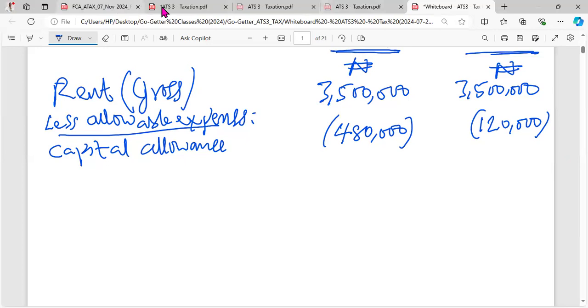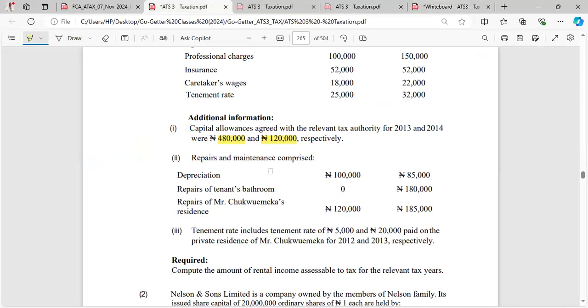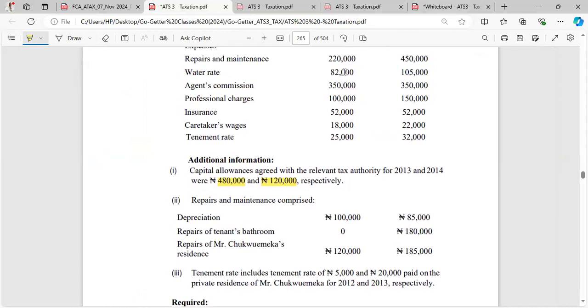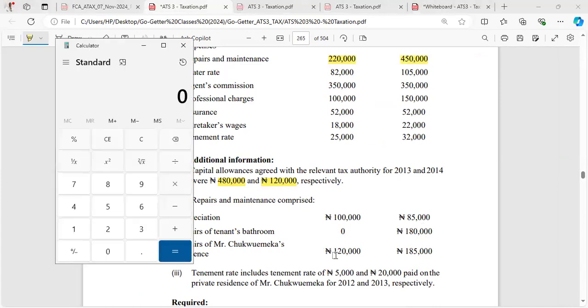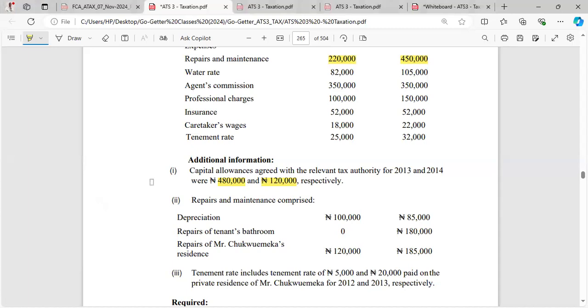Okay. What's the next one? Repairs and maintenance comprise the following. Look at repairs and maintenance. Now this is 220 and this is 450. Now look at the build-up of what gives you this 450 here. Of course, this 220 is 100 and 120 gives you 220. Let's see this one here. 85 plus 180 plus 185. That's what gives you the 450. They're telling you what it is composed of. Now look at this repairs and maintenance. There's depreciation here. Depreciation is not allowed.